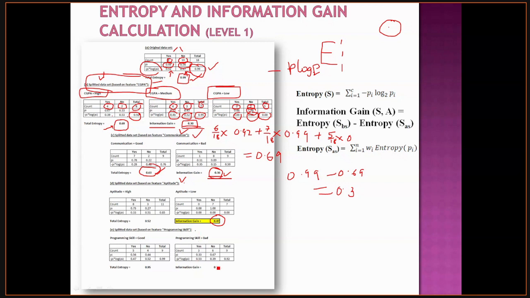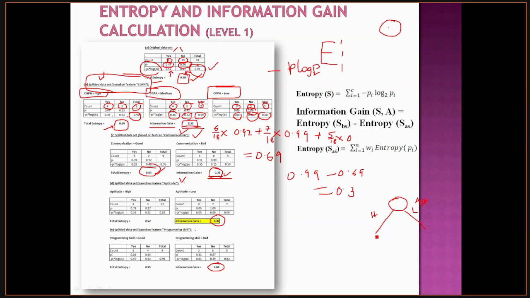And for programming skill, the information gain is coming as 0.04, which is very little. So almost no information gain. So obviously, what can we decide from here? The first level of split is going to happen based on the feature aptitude. Okay, based on the feature aptitude. And there is going to be two different branches. One branch which is for the aptitude high, and the other branch which is for the aptitude low.